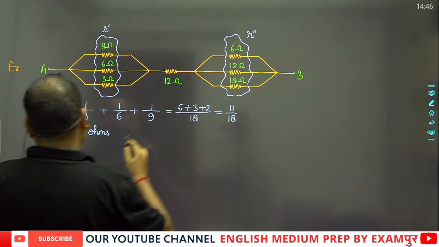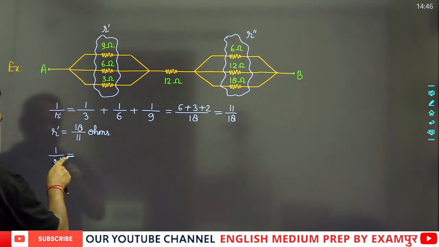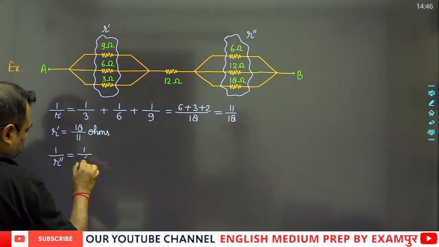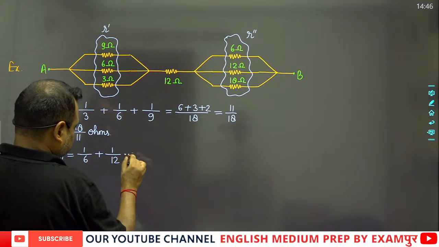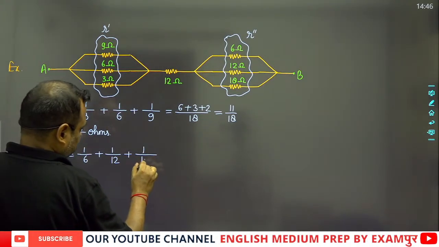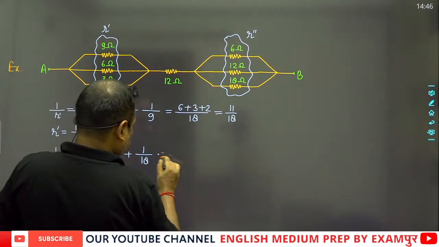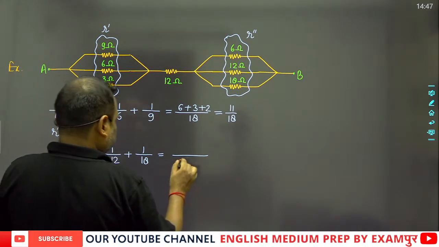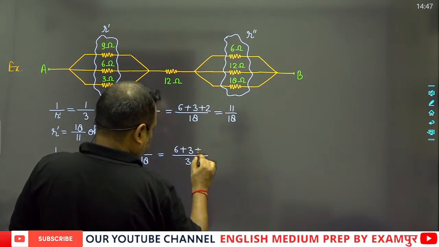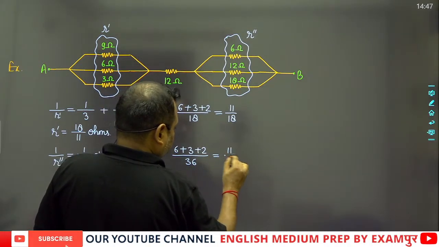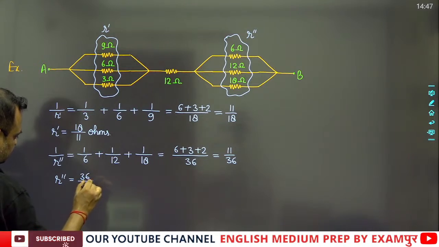Now here you can see 1 upon R double dash is equal to 1 upon 6 plus 1 upon 12 plus 1 upon 18. These can be calculated with denominator 36, and this will be written as 6 plus 3 plus 2. So this will be equal to 11 upon 36. So here R double dash will be equal to 36 upon 11 ohms.